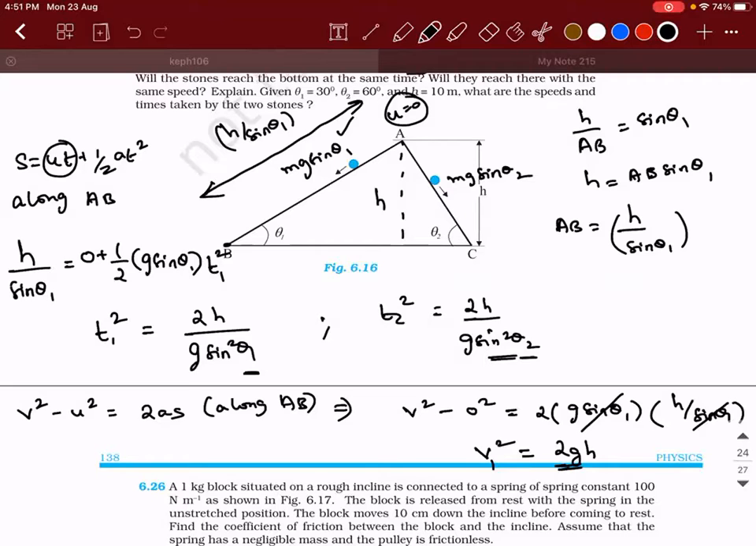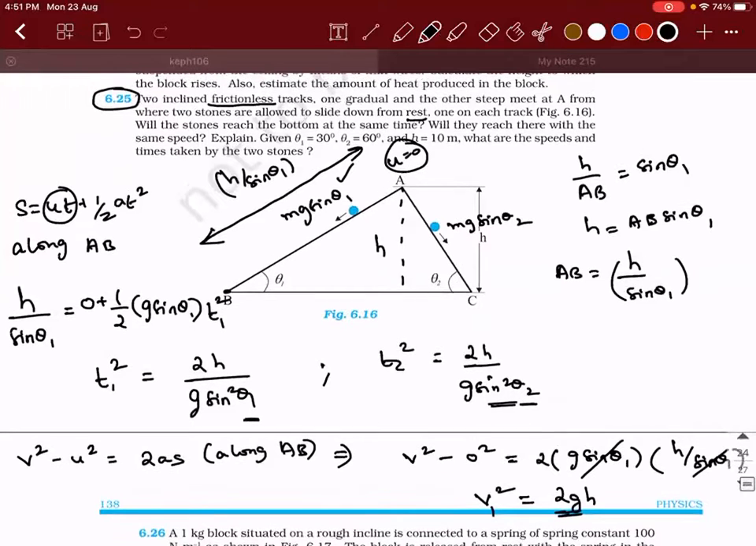I'm not sure if you guys are able to understand or not. It will be the same, sir. Yes. So what can you conclude? The velocities will be the same. Yes, they both will reach down with the same velocity, but the time taken will be different because they are traveling different distances.